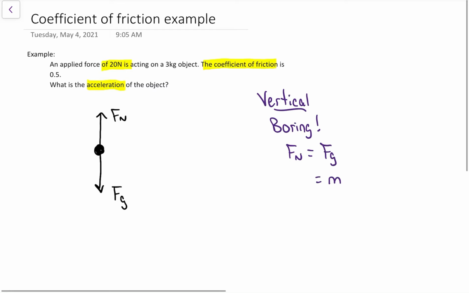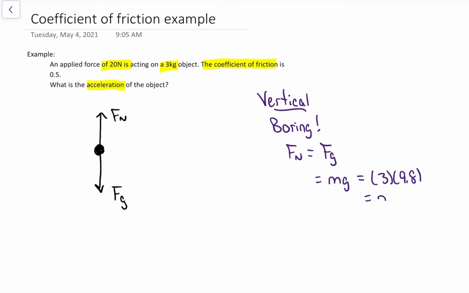Gravity is always m times g. In this question I made up, the mass was 3 kilograms. So I know that the gravity and the normal are both 3 times 9.8, which is 29.4. So I know that the normal, we'll need that later. The normal is 29.4.